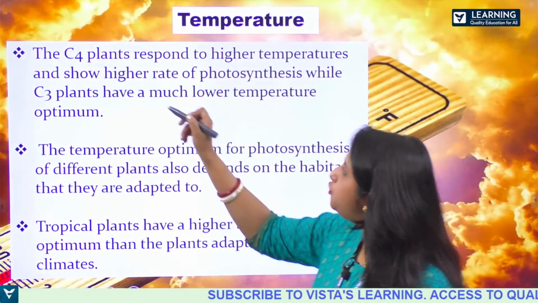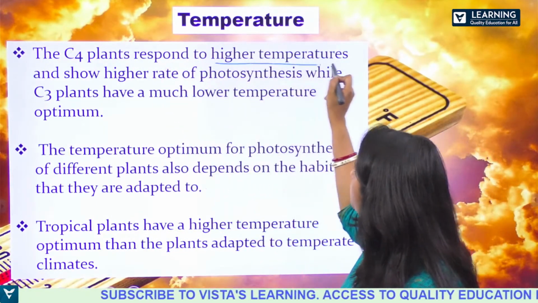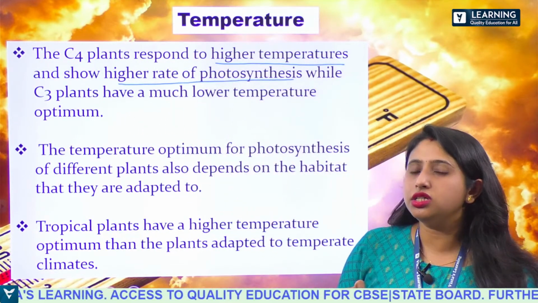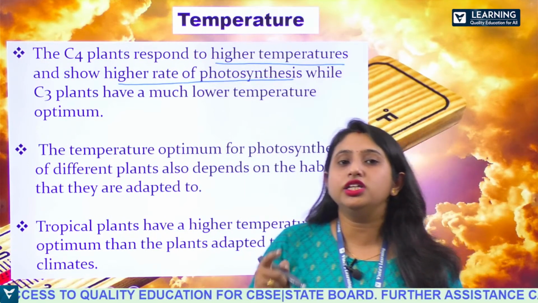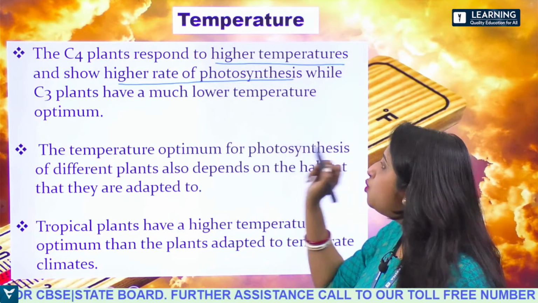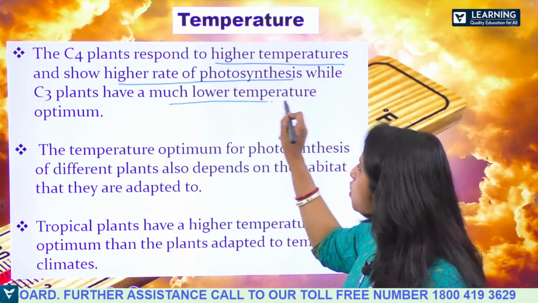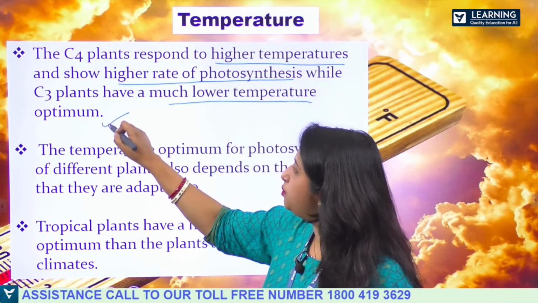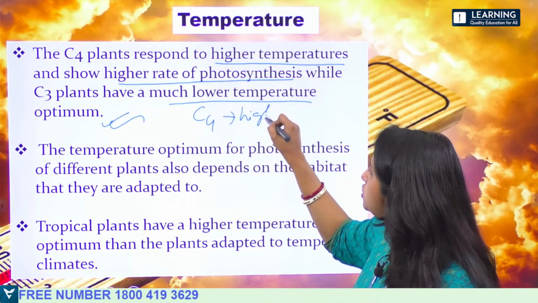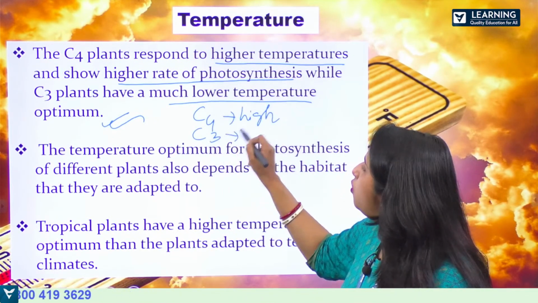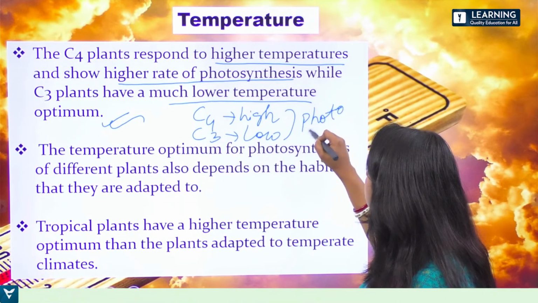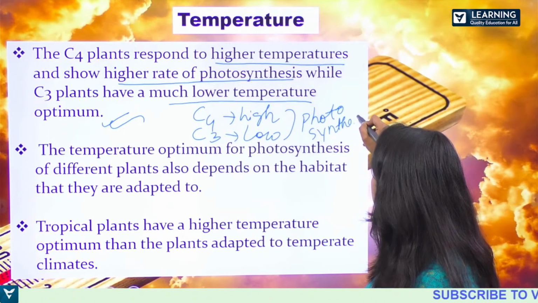Next, temperature. The C4 plants respond to higher temperature and show a high rate of photosynthesis. So C4 plants need high temperature for photosynthesis, while C3 plants have a much lower temperature optimum. Whereas C4 need high temperature, C3 need low temperature for photosynthesis, right?